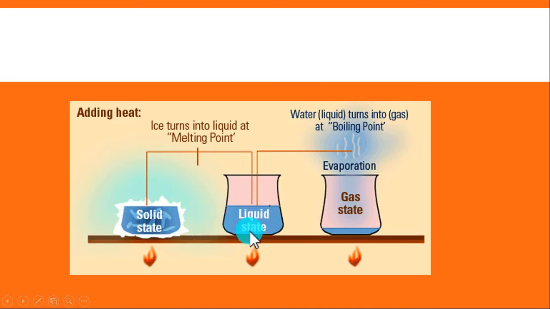Now when all of it becomes liquid, I put the thermometer here, or I read the reading on the thermometer, I will find that the temperature of it will start to increase until it reaches 100 Celsius. When it reaches 100 Celsius, what happens? It will start to evaporate, but the temperature will stay 100 Celsius. It will not increase until all of the liquid changes to gas.